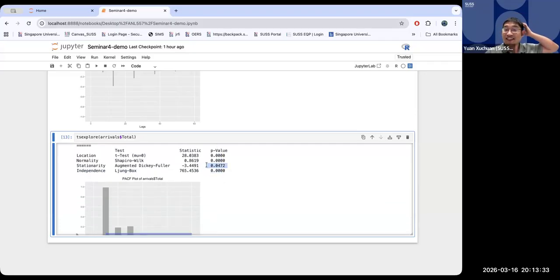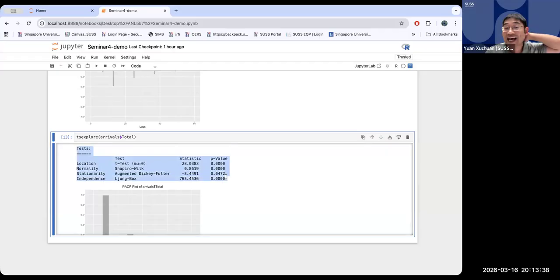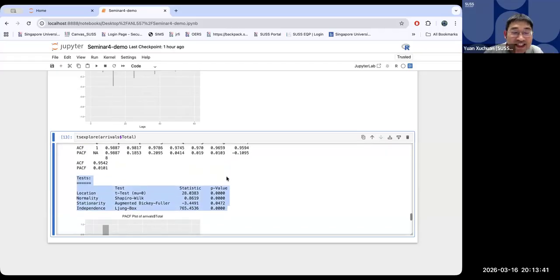Okay, but for stationary, I believe this test focuses on the residuals. For example, you fit a simple linear regression after this AR1 model, and then you focus on the residuals, and this stationary means the residuals are stationary. If the residuals are stationary, then you can focus on, for example, AR model, MA model, and even ARMA model to work on the residuals because there is still information in your residuals, right? All right, so Nicholas, we can discuss later, all right?